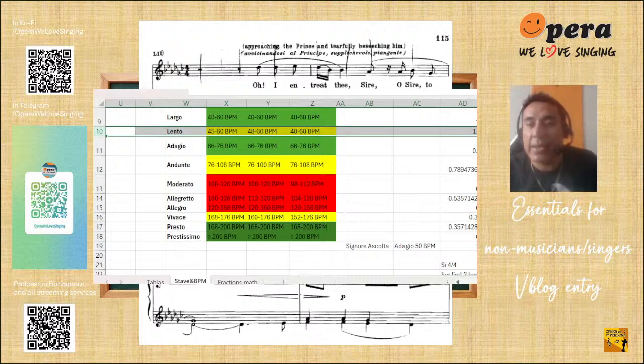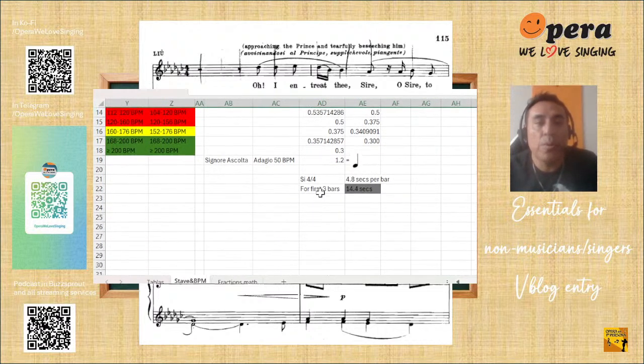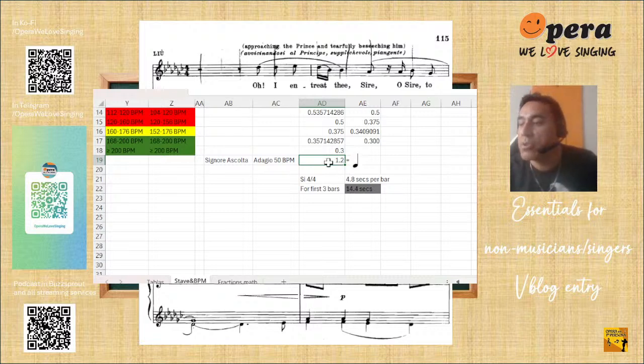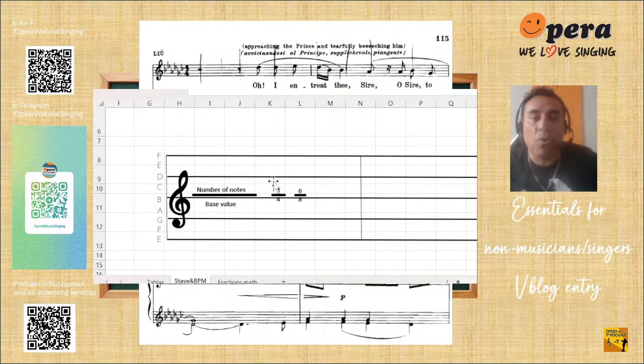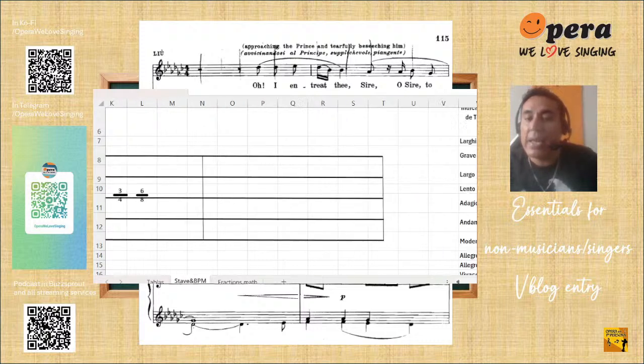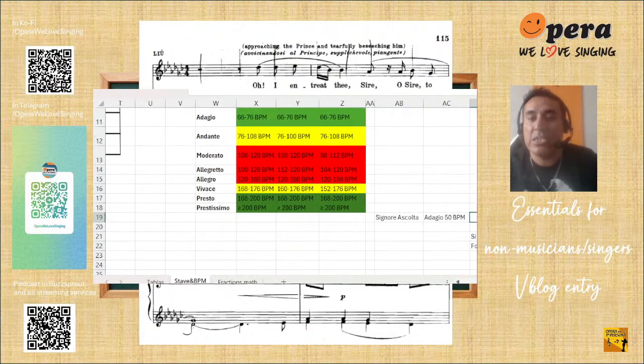With that math in our hands, and we run some basic math here, that's how we gain understanding that each of our quarters is going to last 1.2 seconds. If each of our quarters lasts 1.2 seconds, and we have just mentioned that it's a 4 by 4, so we have 4 quarter notes in each of these bars, then that means that each of the bars lasts 4.8 seconds.